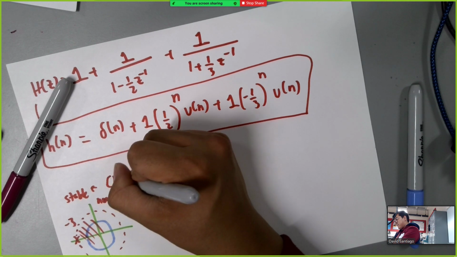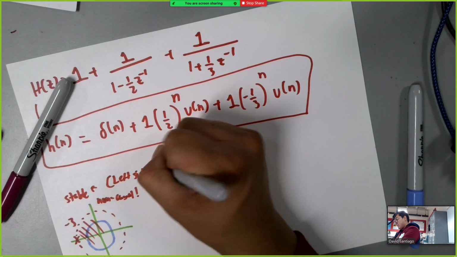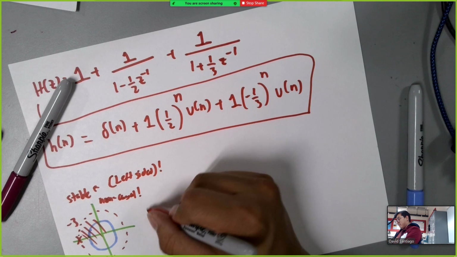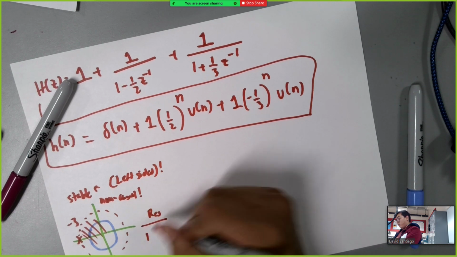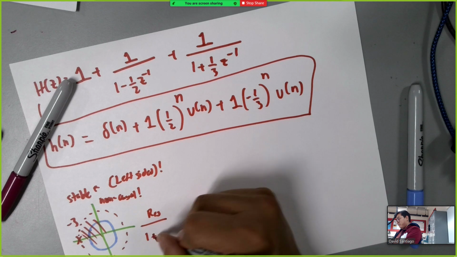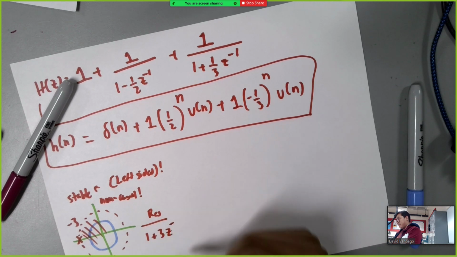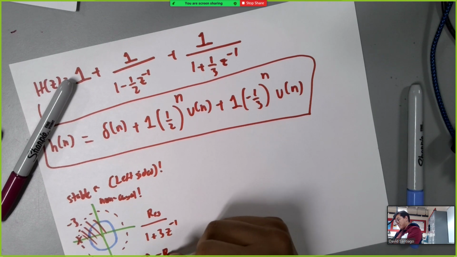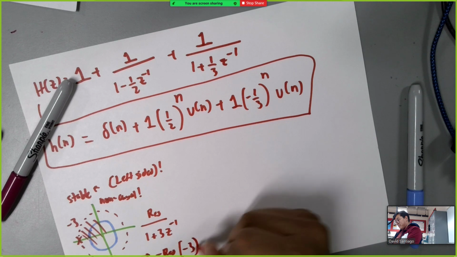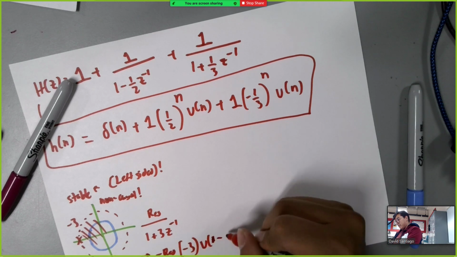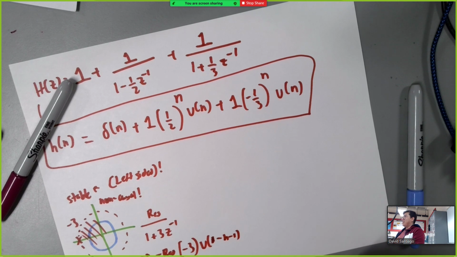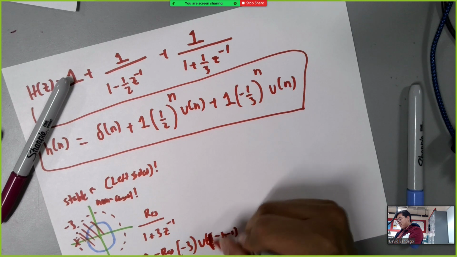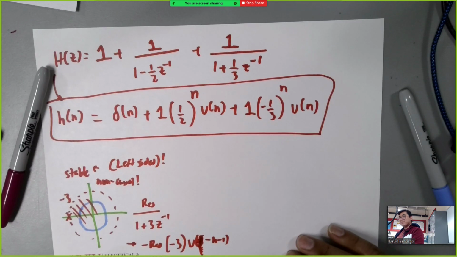So left-sided. That means if you were to try to make it stable, let's say residue divided by 1 plus 3 z to the minus 1, and you have a pole at minus 3. That means this would turn into minus the residue times minus 3 to the n, u of minus n minus 1. Cool, and that makes it non-causal. There we go. Nice.